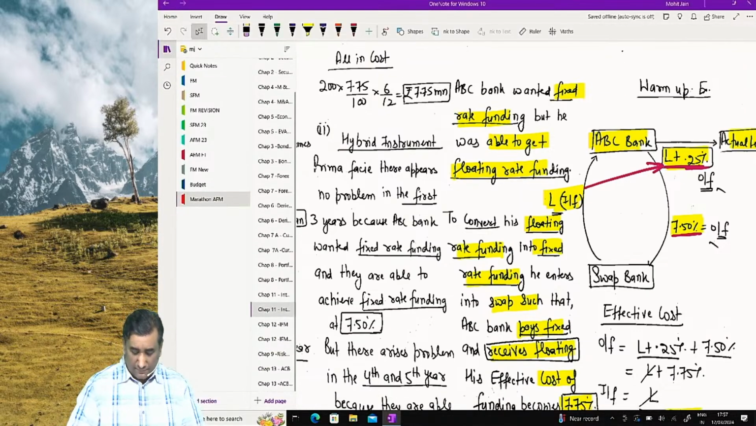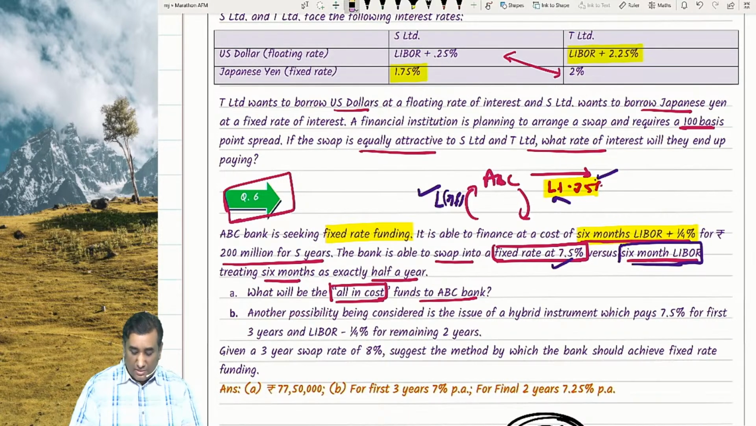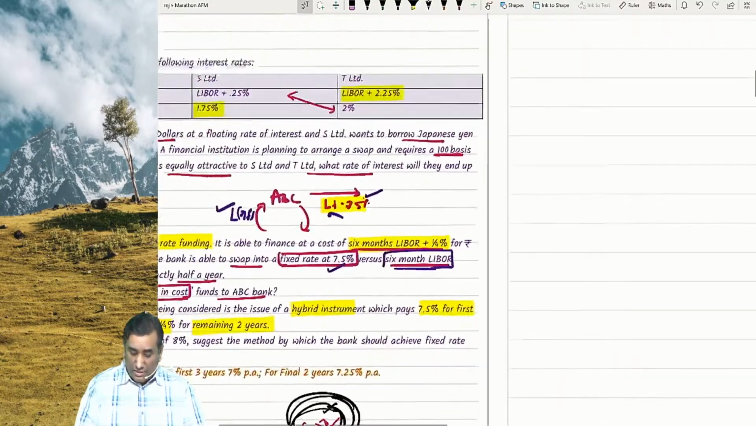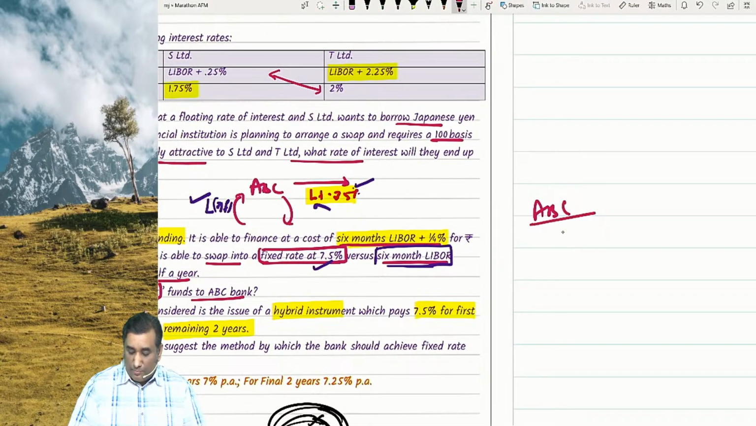Let's go back to the second part. In the second part, he says another possibility, now the second option. One option is what he has done on the top. Another possibility being considered is the issue of a hybrid instrument, which pays 7.5 for the first 3 years and LIBOR minus 1.4 for the remaining 2 years. It means, sir, now he has taken the 5 years into 2 periods. So ABC has 5 years in 2 periods.